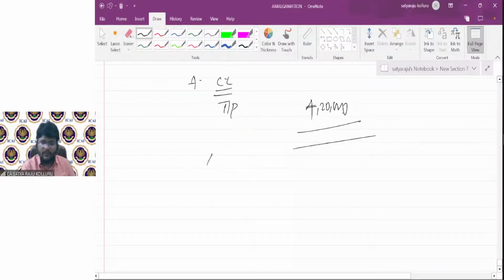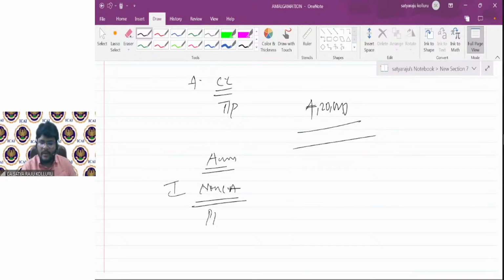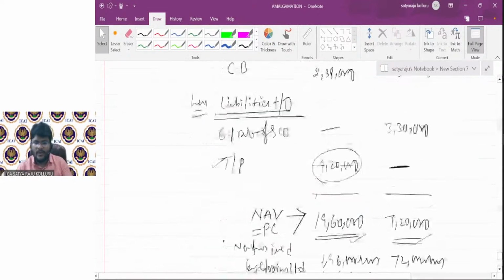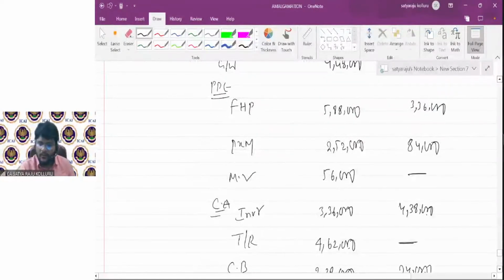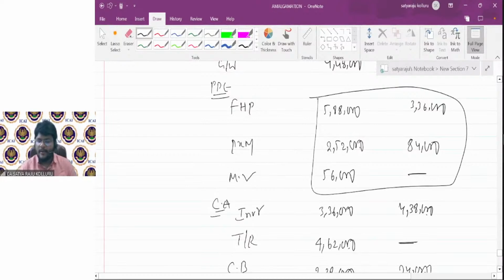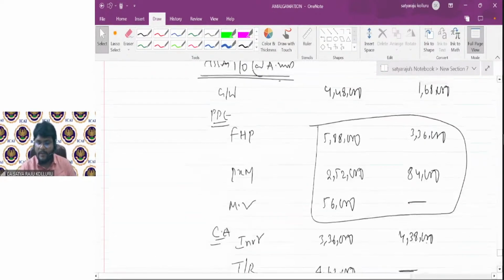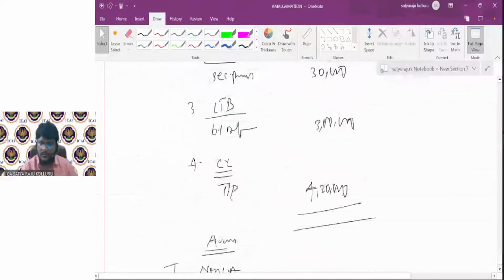Now you can come to assets. Under assets, non-current assets. Under non-current assets, PPE, property, plant and equipment. PPE is also clearly given here. Now you can add these totals. PPE: 5,88,000 plus 3,36,000 plus 2,52,000 plus 84,000 plus 56,000. So total PPE I got 13,16,000.